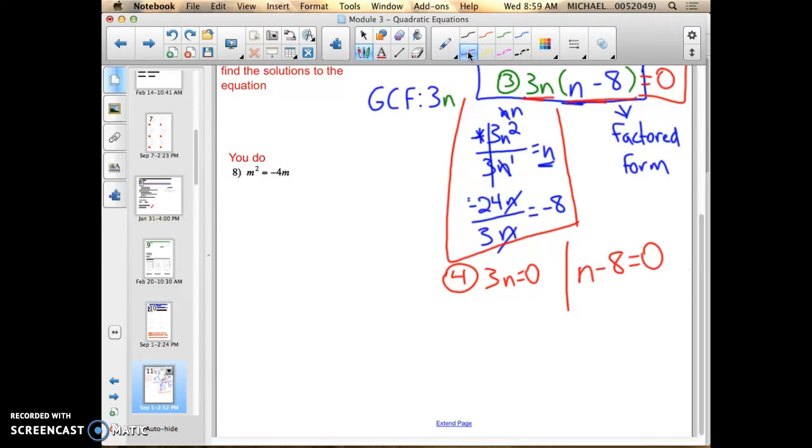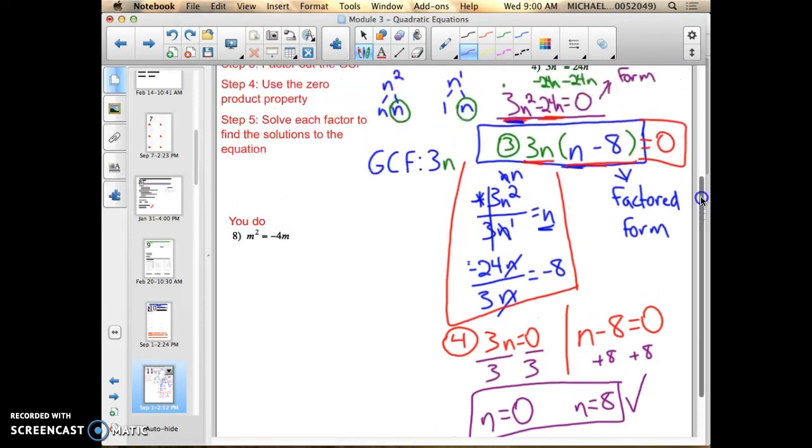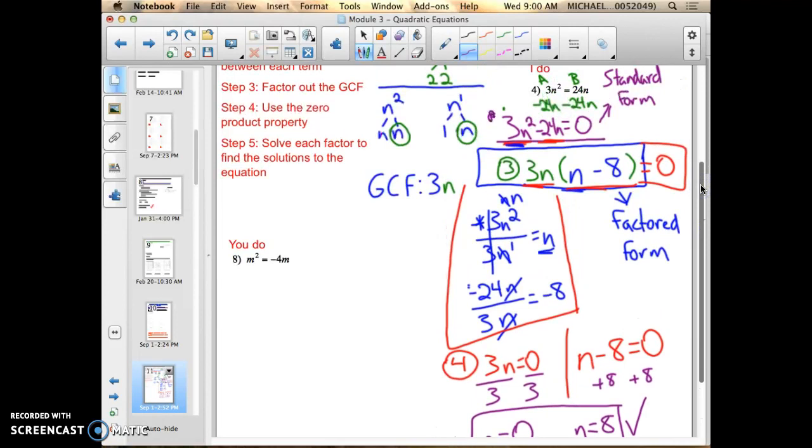So in this case, it's just doing a little math. Sometimes you'll get fractions when you do this process. Sometimes you'll get whole numbers. It just depends on what the factors are. So the first one, I'm going to divide by 3. Divide by 3. 0 divided by anything is 0. So I have found the first solution, n equals 0. Over here, it's n minus 8, so I have to add 8 to both sides. So the second solution is n equals 8. And I am done. I have found the two solutions to this original standard form quadratic equation.